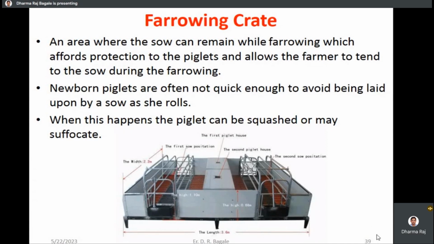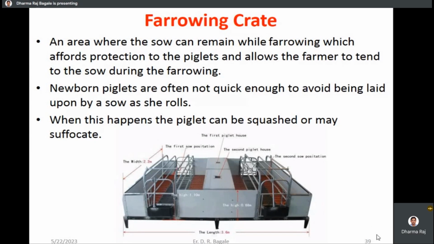They are nursed here also, and the sow will provide milk to her piglets. All these things are given in this farrowing crate, and this special design is for two animals, two mothers at the same time. Here you can see a number of bars, we call them guardrails, where the animal is confined, and the space on both sides of this farrowing crate is for the piglets.